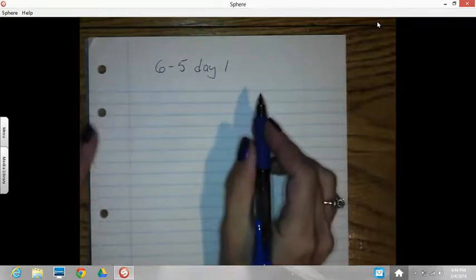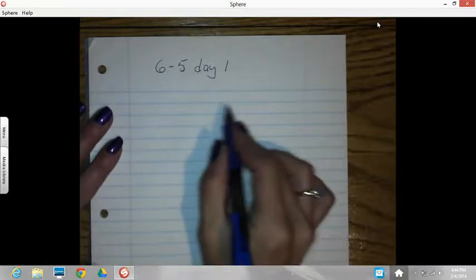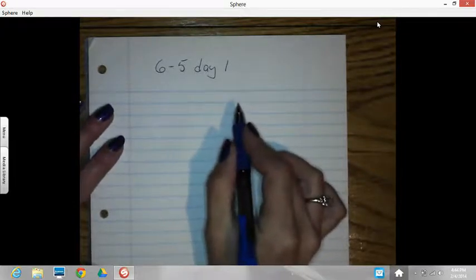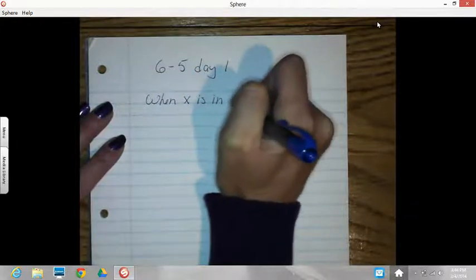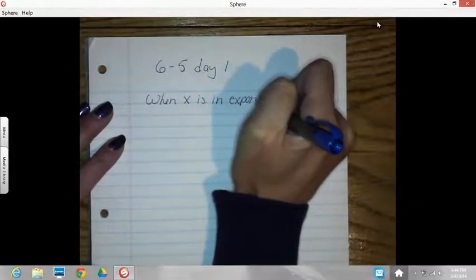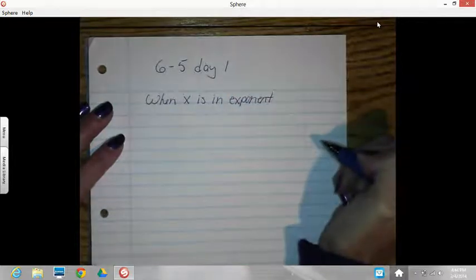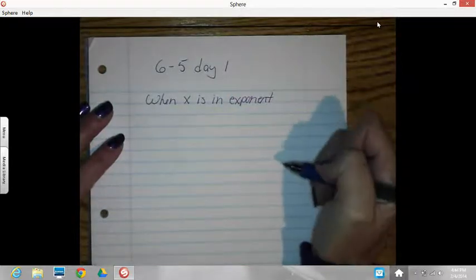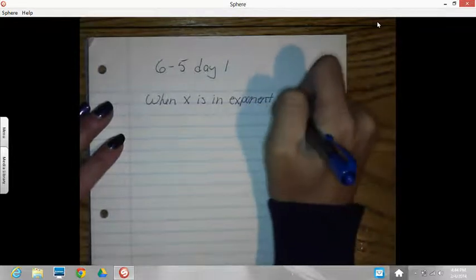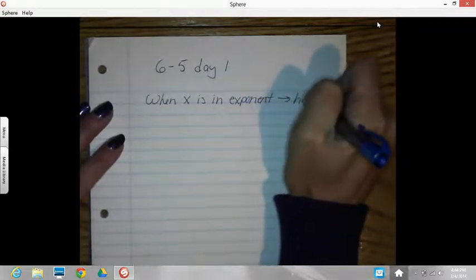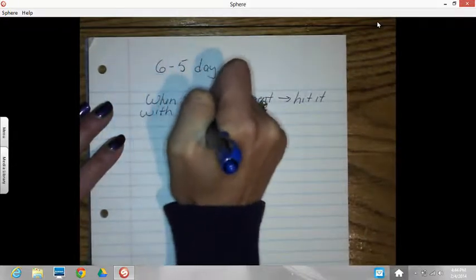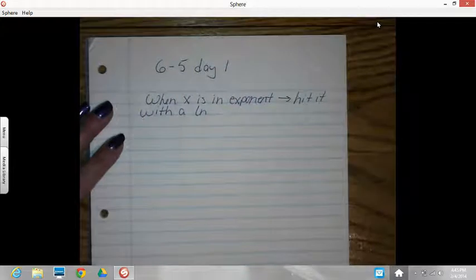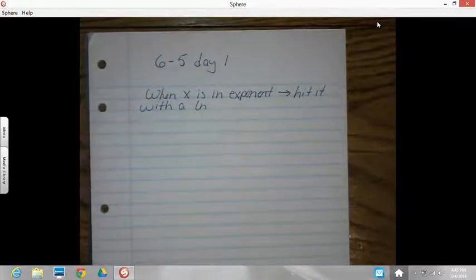You have not had a way to do that all year other than to use your function integrate on your calculator. So when x is in the exponent, we're going to be hitting it with a log to knock it down and then doing derivative after that. So hit it with a log. And it's going to be the natural log we're going to use, ln. Okay, it's a 5-step process.